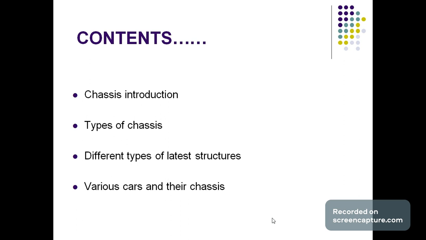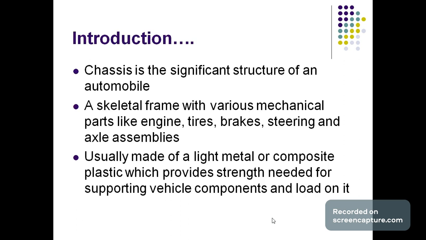The chassis is the significant structure of an automobile, a skeletal frame with various mechanical parts like engine, tires, brakes, steering, and axle assemblies. Usually, it is made up of light metal or composite plastic, which provides the high strength needed for supporting vehicle components and the load on it.